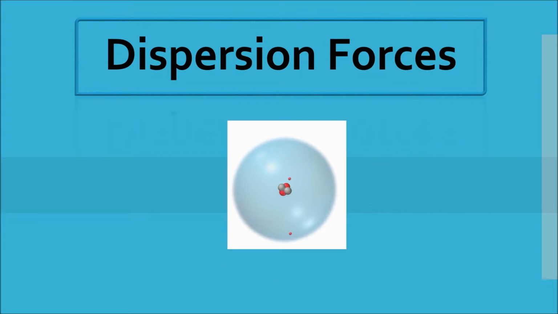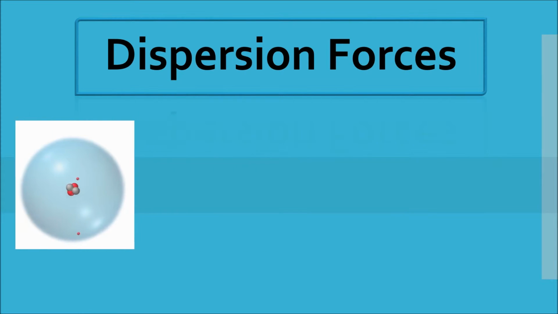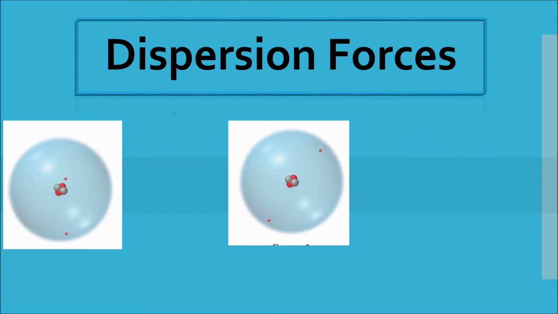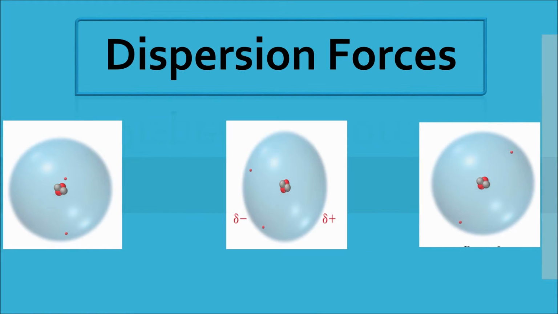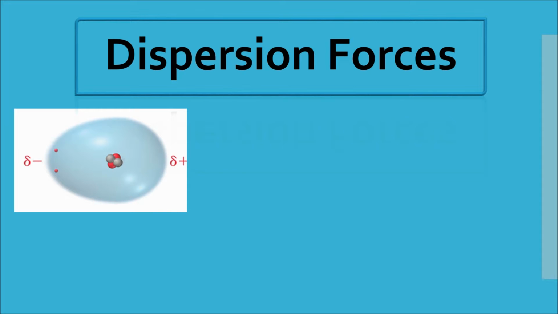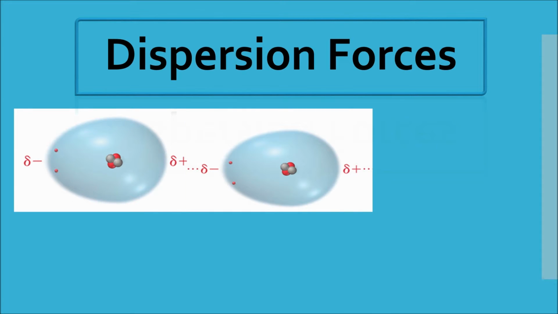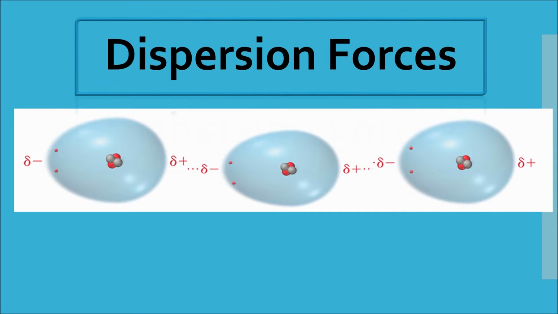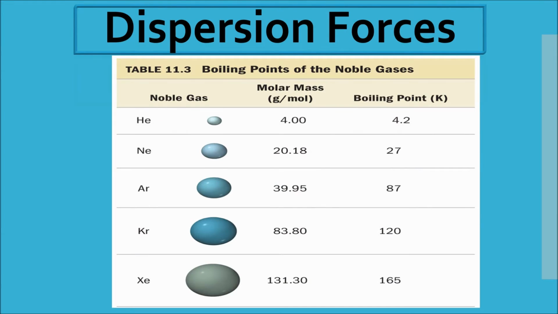Now, dispersion forces. These forces are found in all molecules, and they come about because at any point the electron in an atom is moving around the central nucleus. And as it moves, it gives a partial negative and a partial positive charge to the atom. This negative charge will be attracted to the positive charge of the other atom, and this allows the atoms to be attracted to each other, increasing dispersion forces.